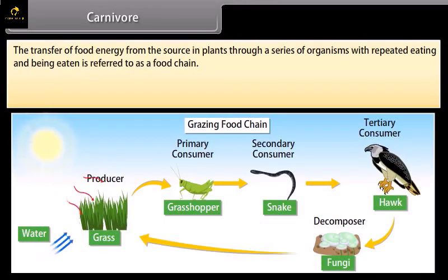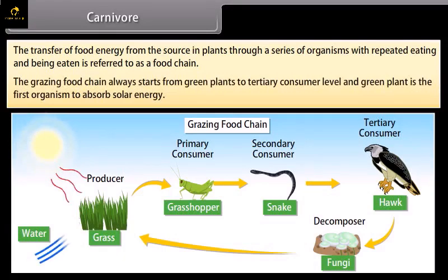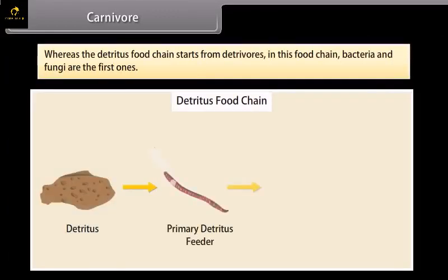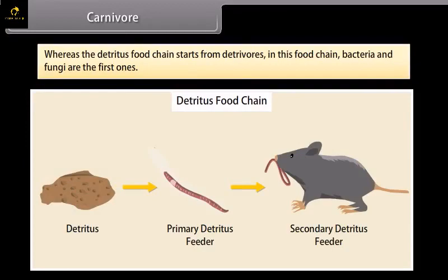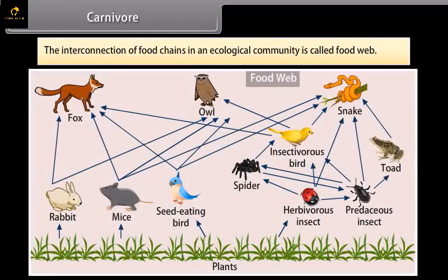The transfer of food energy from the source in plants through a series of organisms with repeated eating and being eaten is referred to as food chain. The grazing food chain always starts from green plants to tertiary consumer level, and green plant is the first organism to absorb solar energy, whereas the detritus food chains start from dead organic matter. In this food chain, bacteria and fungi are the first ones. The interconnection of food chains in an ecological community is called food web.